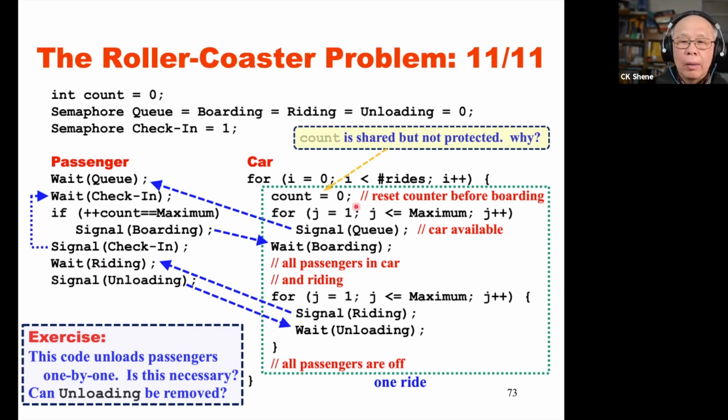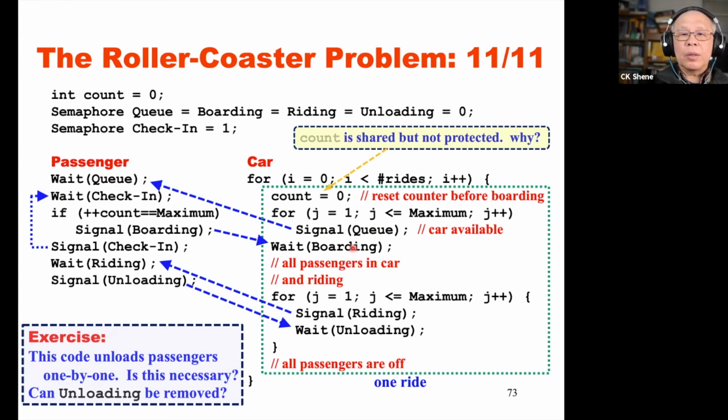Now for the car driver or the car, it iterates the number of rides. As we mentioned, only take T rides, for maintenance purposes the car has to be shut down. So we set the count to 0 because the count will be increased by 1 by passengers. Then the car signals the gatekeeper the maximum number of times, and that is the capacity C. So this loop would allow C passengers to get through this queue. And then the car waits for boarding.